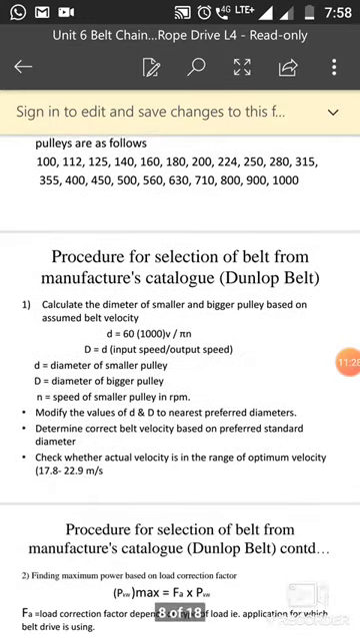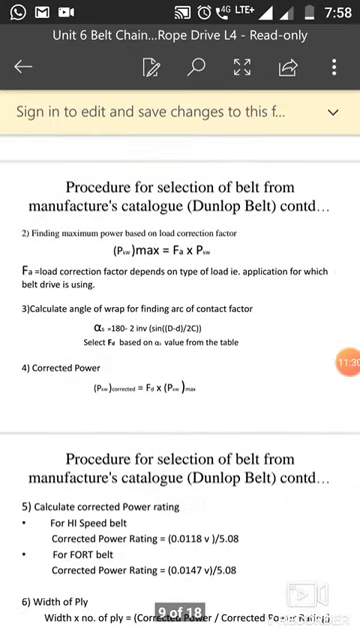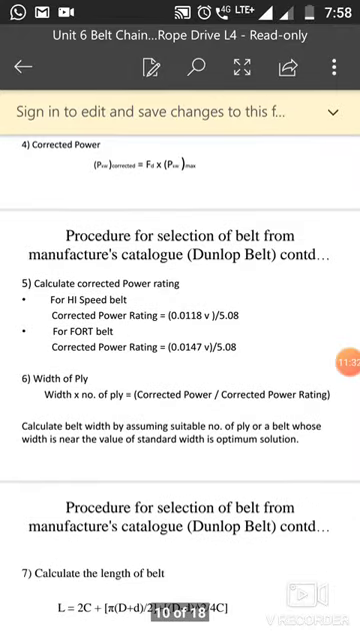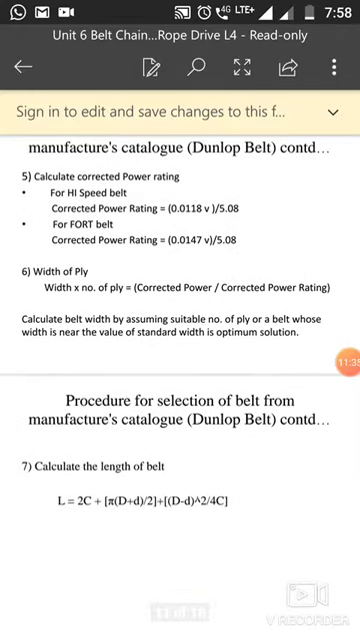Okay, so those are the procedure or steps for selecting a belt from the manufacturing catalog. In the next lecture we will see an example based on these steps.